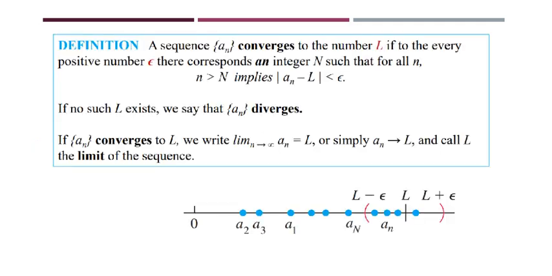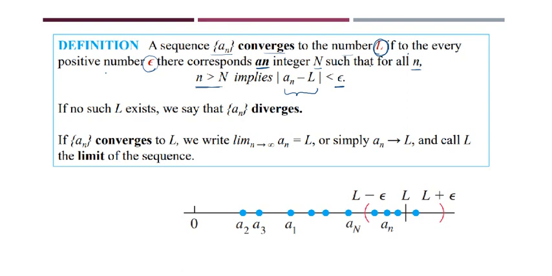Now I am defining that a sequence a_n converges to a number L if to every positive number epsilon there corresponds an integer N, such that for all n, when small n is greater than this integer capital N, the difference of a_n from the limit L is less than epsilon.